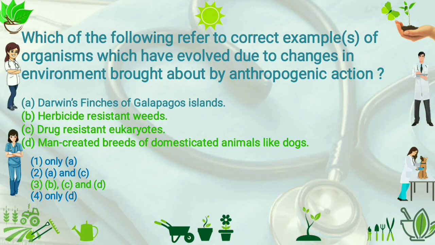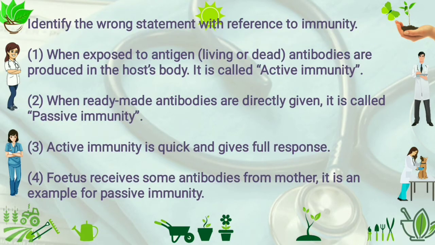All these three are due to anthropogenic action. Identify the wrong statement with reference to immunity. When exposed to antigen, antibodies are produced in host's body. It is called active immunity. When ready-made antibodies are directly given, it is called passive immunity. Active immunity is quick and gives full response.